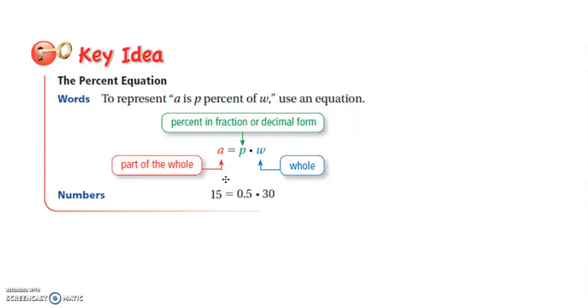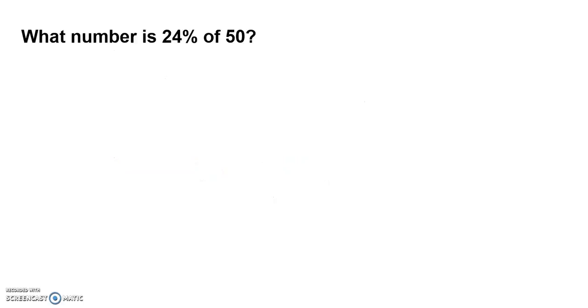To represent A is P percent of W, use an equation. So the part of a whole is A, the percent is P, obviously, and then the whole is W. They're going to want us to rewrite the percent in decimal form. So let's just do examples. That's going to be the best way to figure this whole equation out.